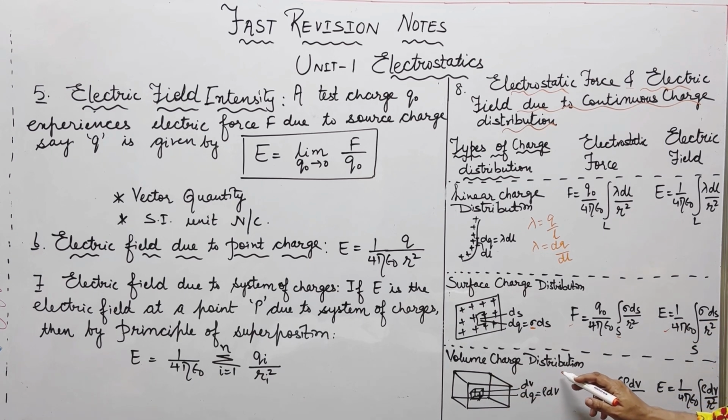Volume charge distribution, volume charge density rho, and here the q will be replaced by rho dv, and summation for the whole volume we will get the total force. And in electric field again q naught is not there, but the formula remains the same.